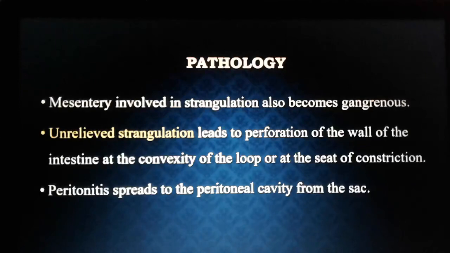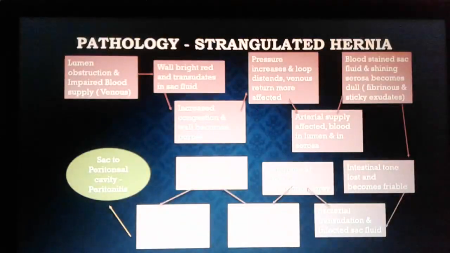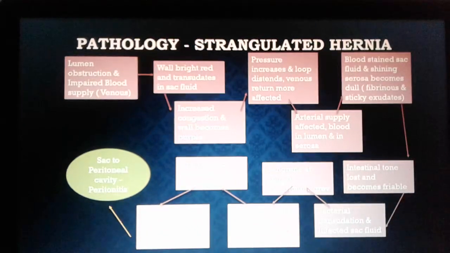Whatever we have discussed is just summarized in this strangulated hernia summary. We'll go one by one. Let's go. The first is the lumen obstruction and impaired blood supply, especially the venous. Wall becomes bright red and transudates appear in sac fluid.